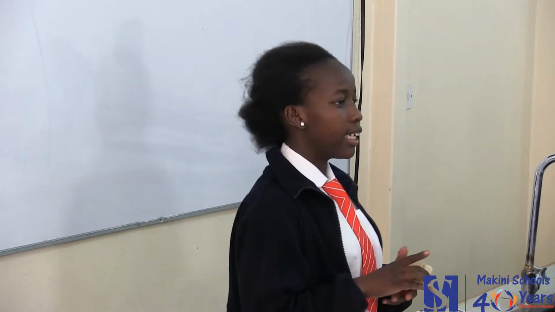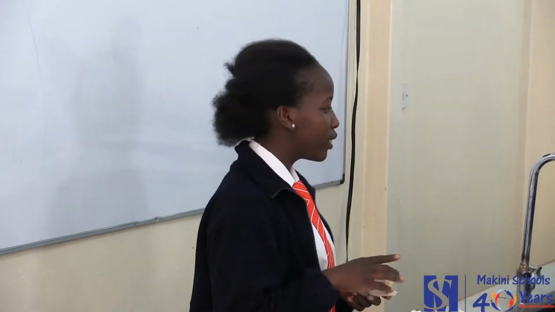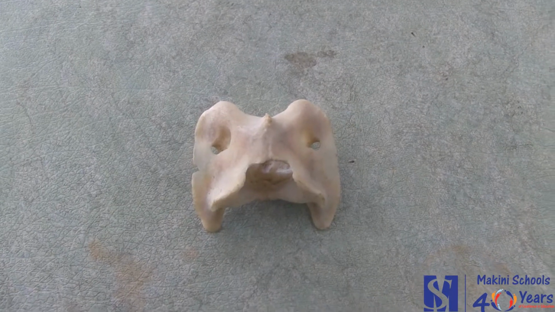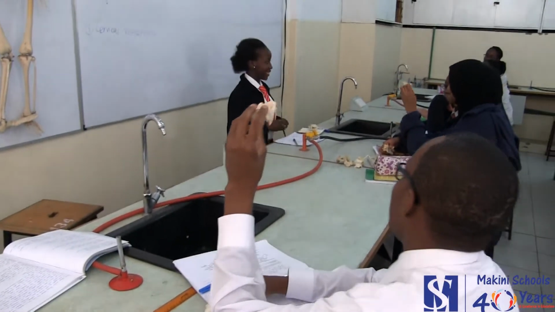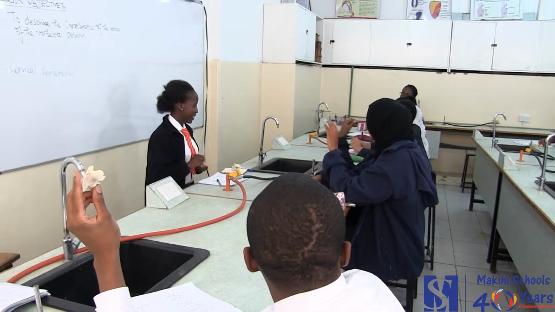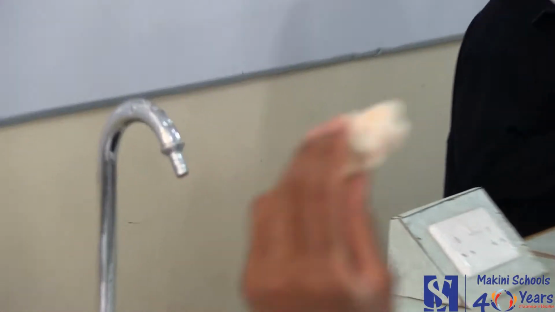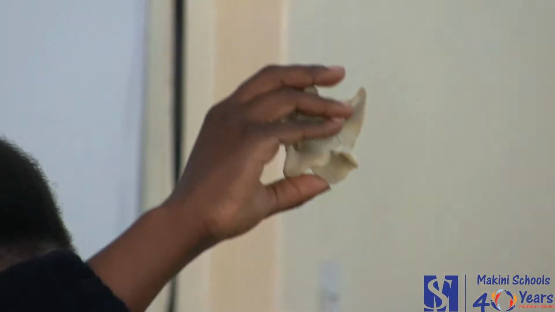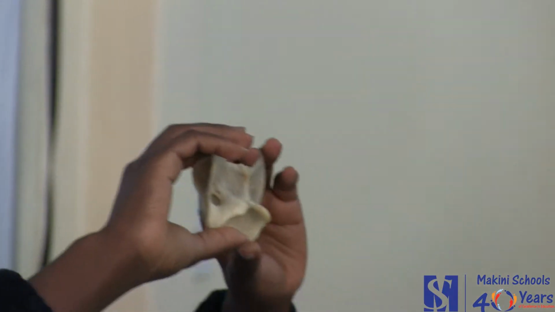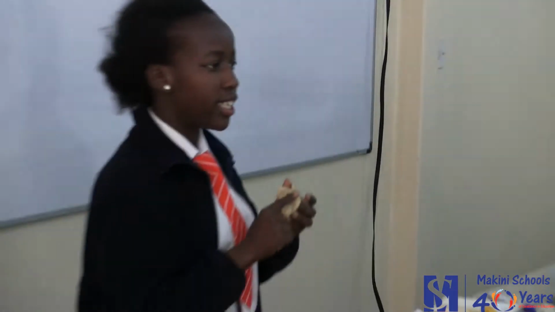So the atlas and the axis, who knows how it looks? Everyone show me your atlas. Yes, I know it's one. Who doesn't know? It's this one. Okay, so the atlas. The atlas has features.